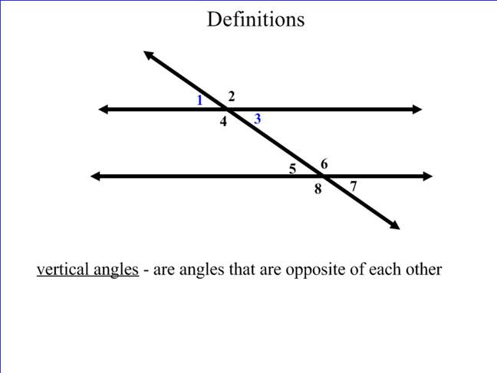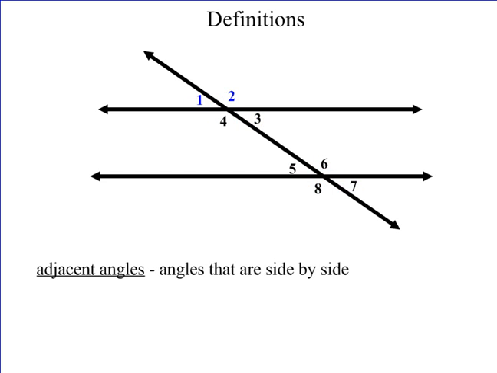Now let's talk about vertical angles. Vertical angles are angles that are opposite of each other. Here we have angles 1 and 3, which are opposite of one another. Angles 2 and 4 are opposite of each other. Angles 6 and 8 are opposite of each other, and angles 5 and 7 as well. We know that vertical angles are also congruent, so it's important to know which ones are congruent and which ones are not.